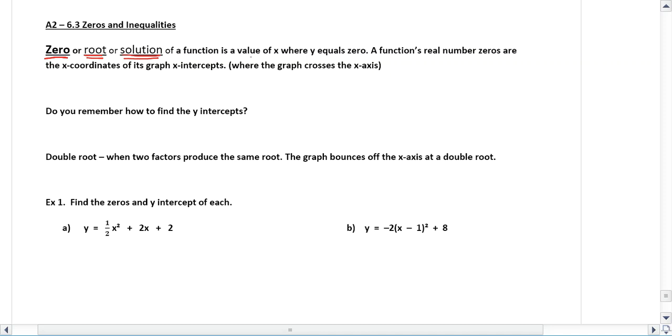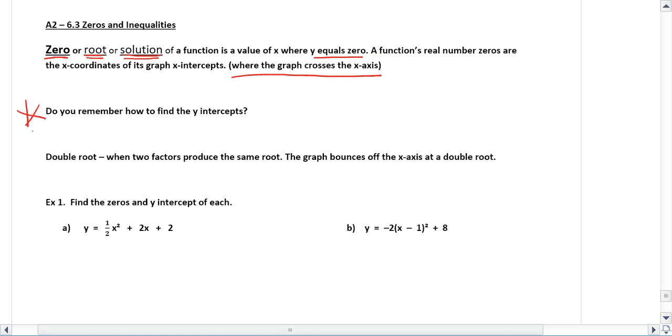And we find these where it crosses the x-axis. And that is, of course, where y is 0. A function's real number zeros are the x-coordinates of its graph, the x-coordinates of the x-intercepts. In other words, where the graph crosses the x-axis. So I think I said x in that sentence 16 times.